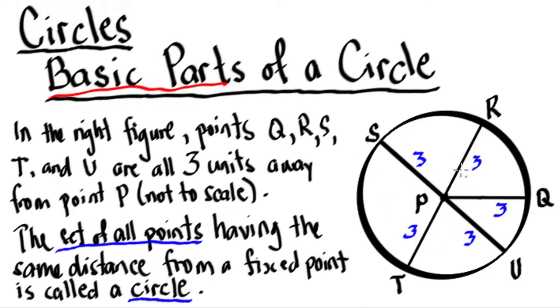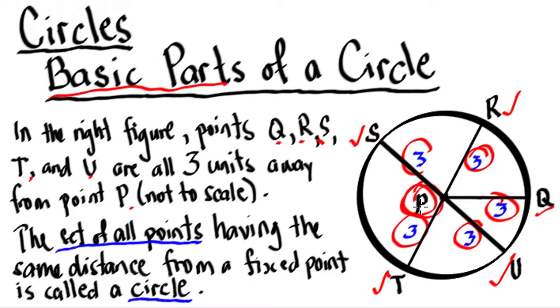So on your right, we can see here a circle. The darkened thing here is what we call a circle, right? In the right figure, points Q, R, S, T, and U are all 3 units away from point P. We can see point P here in the middle. So this is our point P, and points, starting from Q, Q, R, S, T, and U are said to be all 3 units away from point P.